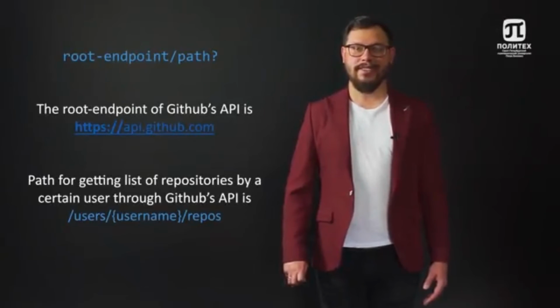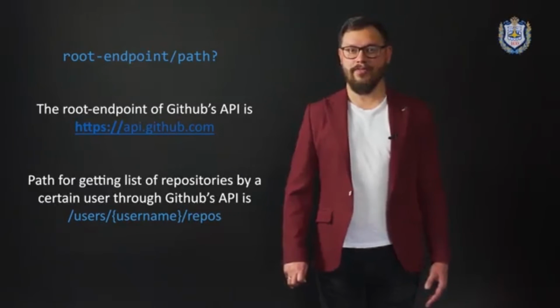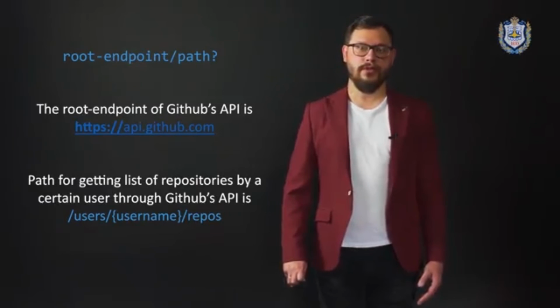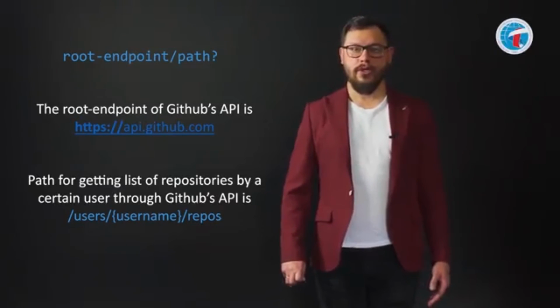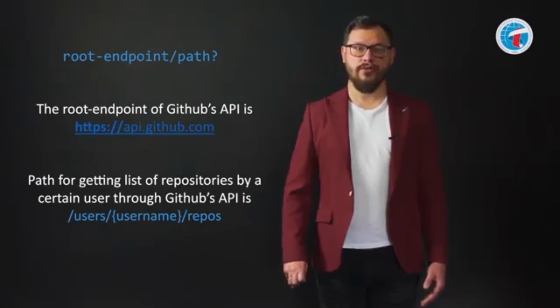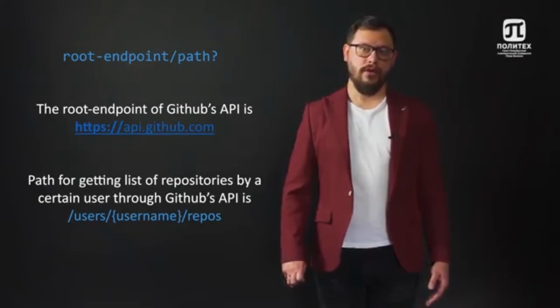The path determines the resource that is being requested. For example, let's say you want to get a list of repositories by a certain user through GitHub's API. The docs tell you to use the following path to do so: /users/:username/repos. Any colon on a path denotes a variable. You should replace these values with the actual values when you send your request. In this case, you should replace username with the actual username of the user you are searching for.